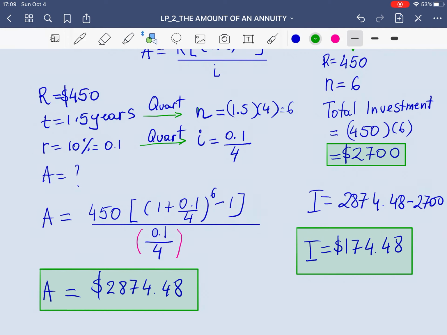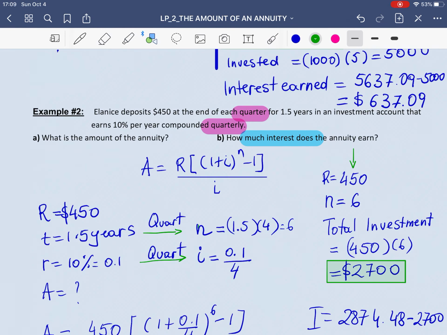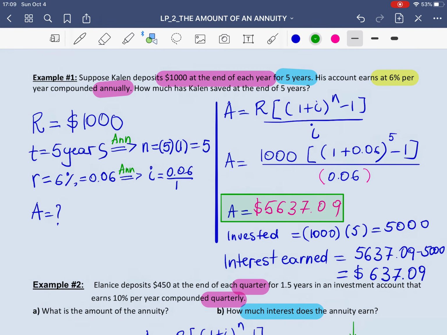So if you understood what an ordinary annuity is, don't waste more time, but start practicing the rest of the questions provided in this handout, okay? I hope that this made sense, and I hope that you learned something new today. Bye for now.